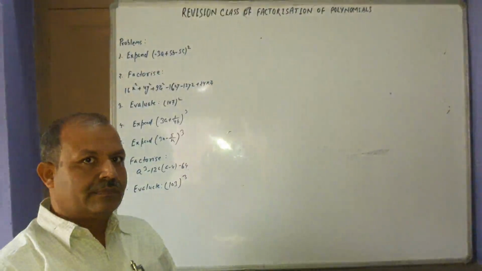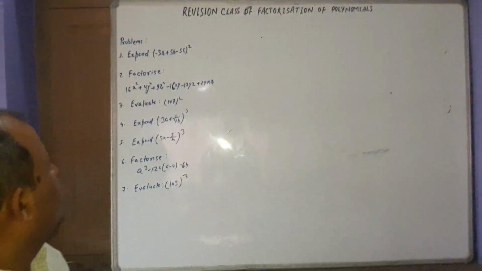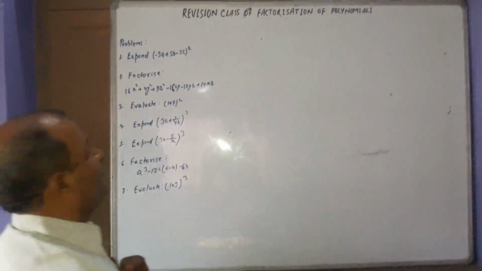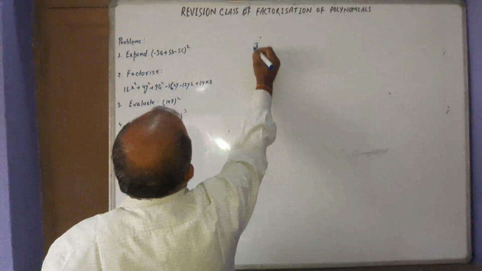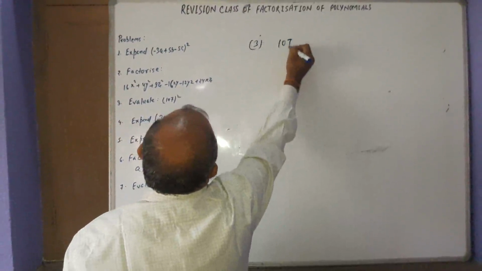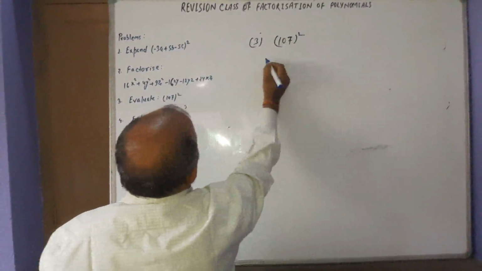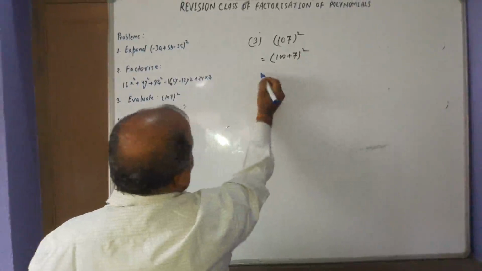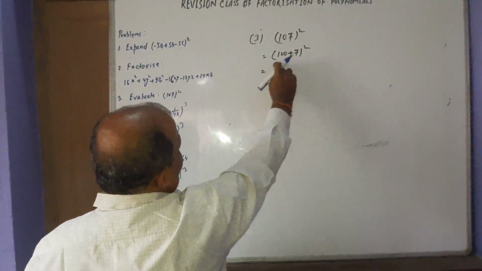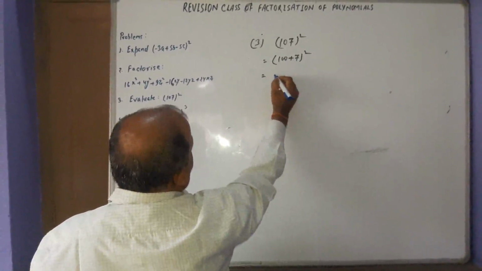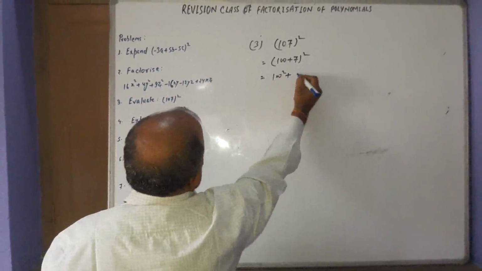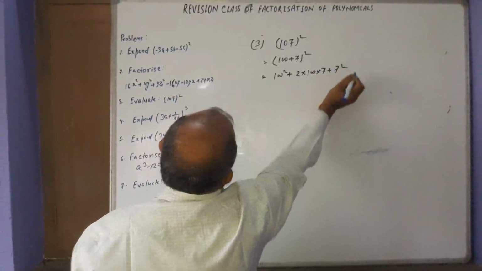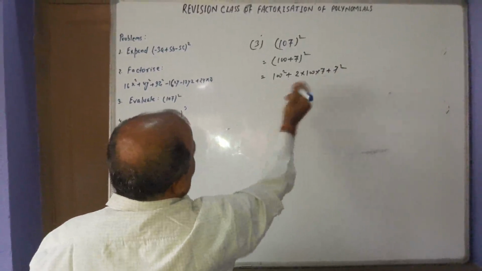Okay? Now we have to solve the next problem, that is evaluate the square of 107. See here. Here we have to find the square of 107. We may write it as (100 plus 7) squared. This is of the form (a plus b) squared, and therefore it will be a square plus 2 into 100 into 7 plus b square. a square plus 2ab plus b square.